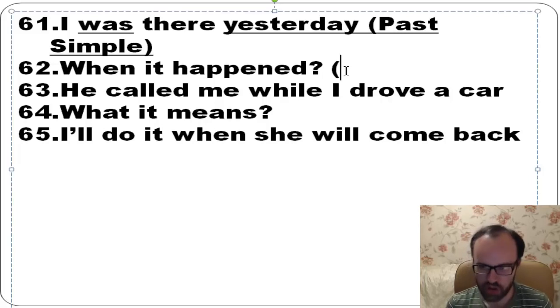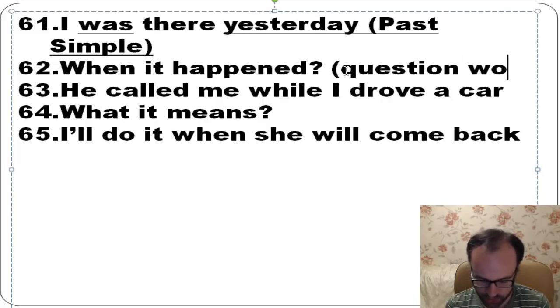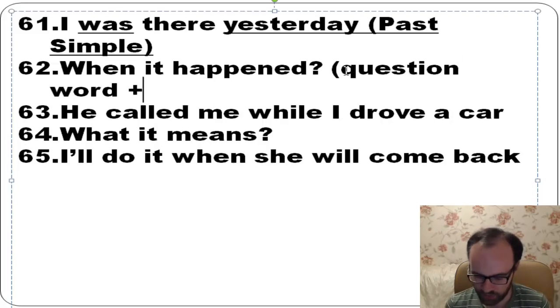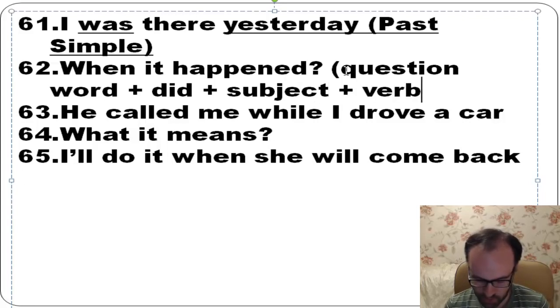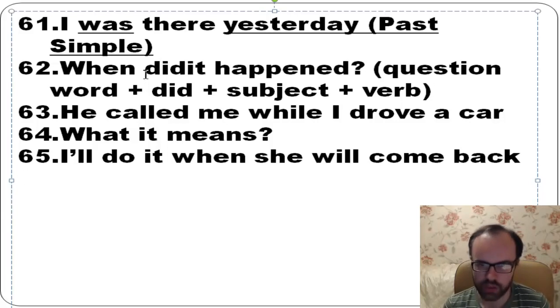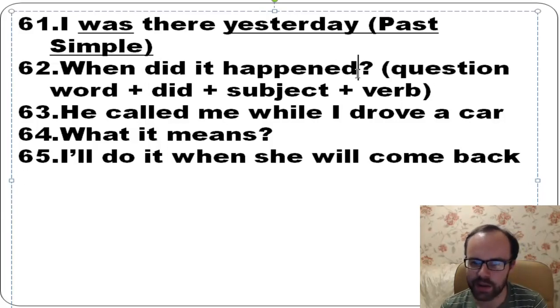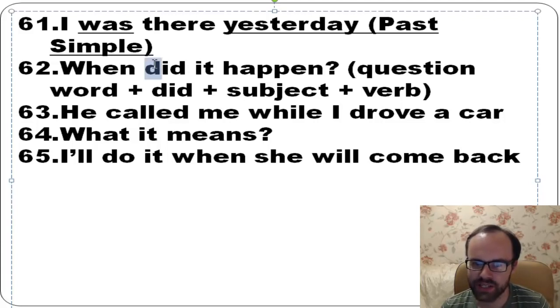You know how we ask questions. Question word plus, in past simple, you need to use did. Did plus subject plus verb. So where is did? We don't have it, so we need to put it. When did it happen? Don't forget to use did.